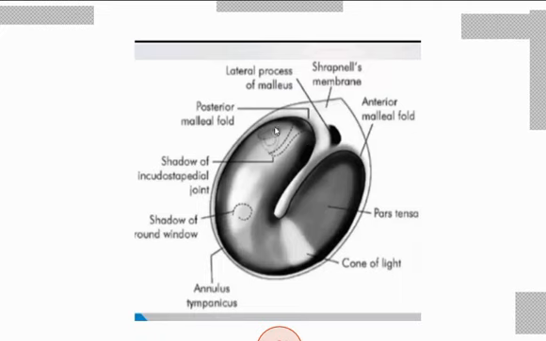In the case of tubotympanic disease, only the lower part of the mesotympanum is mainly involved. That is, the pars tensa is involved in the tubotympanic type of disease. Through the upper part, you can see the short process, the lateral process of the malleus, and sometimes you'll be able to see the shadow of the incus.